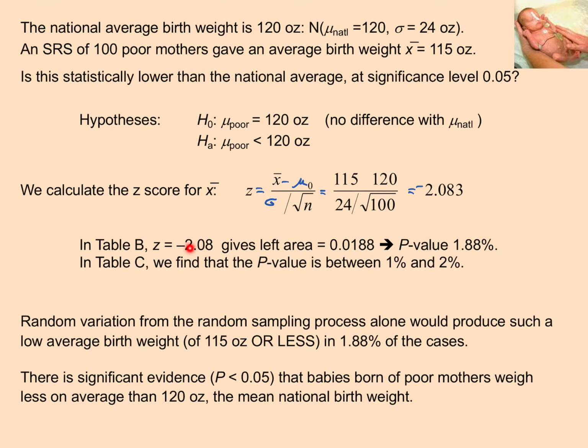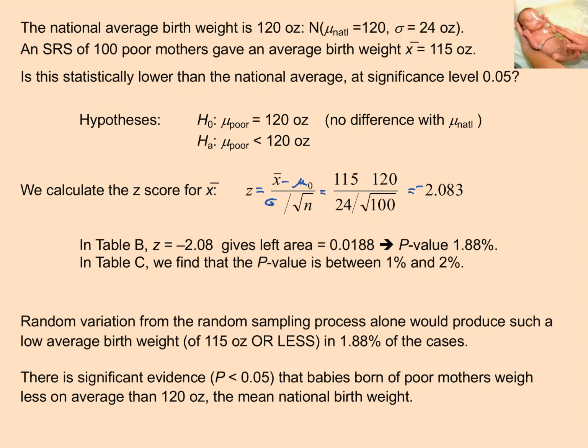If you look up a z-score of minus 2.08 on table B, it gives a left area of 0.0188, or a p-value of 1.88%. Table C, we find the p-value is between 1% and 2%, which matches this, but table C is going to tell us what confidence level that translates into. So I'll show you in a moment.